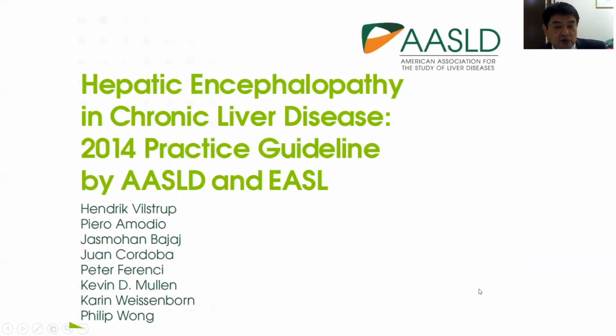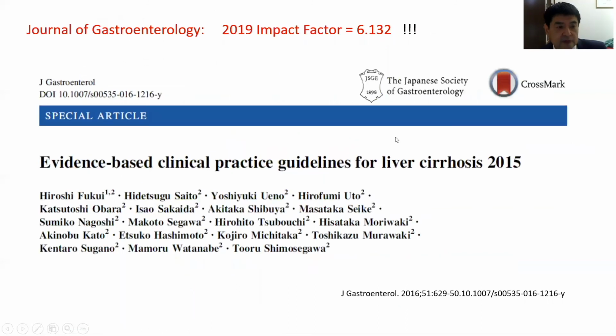These are the most famous AASLD and EASL clinical practice guidelines for hepatic encephalopathy. In 2016, the JSG guideline was published in the Journal of Gastroenterology, Evidence-Based Clinical Practice Guideline for Liver Cirrhosis. This guideline was led by Professor Fukui at Nara Medical University.